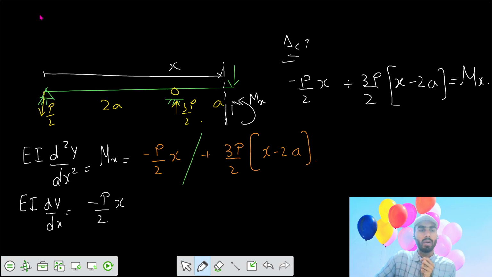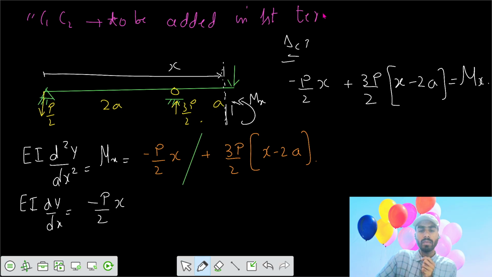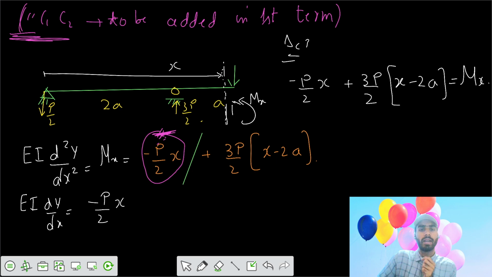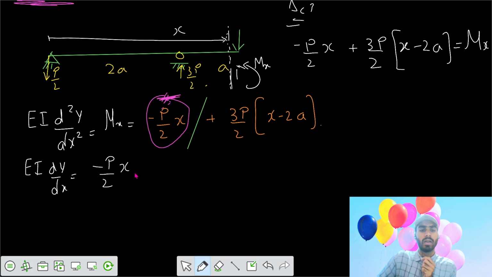This is also a point you have to remember, that these constants C1 and C2 are to be added in the first term, because your first term is always valid for any section, for any segment. Your first term is valid for all the sections you cut. This condition is valid for all the cases. So we have to write C1 and C2 in the first term.